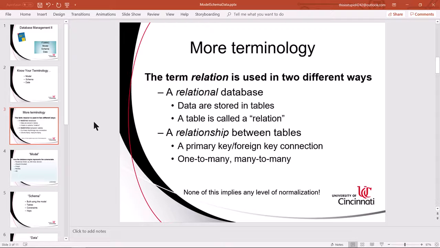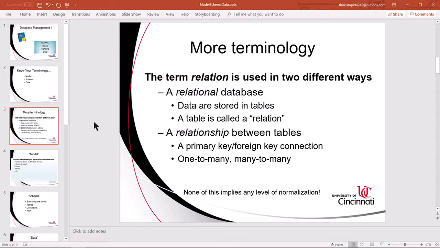A relationship is defined as some kind of connection between two tables, typically implemented through a primary key in one table and a foreign key in the other table, leaving you with a many-to-many relationship or a one-to-many relationship, or even one-to-one sometimes. These are two different terms, and it's important that when you hear the word relation or the word relationship, you stop and think what it means in that context.